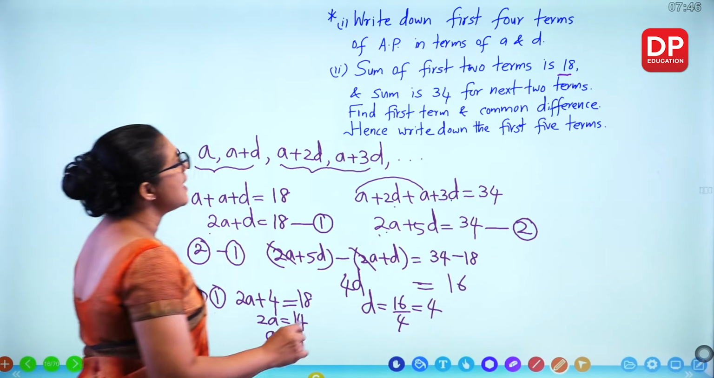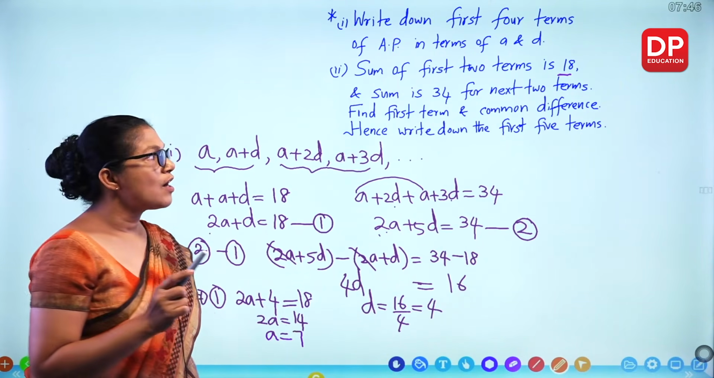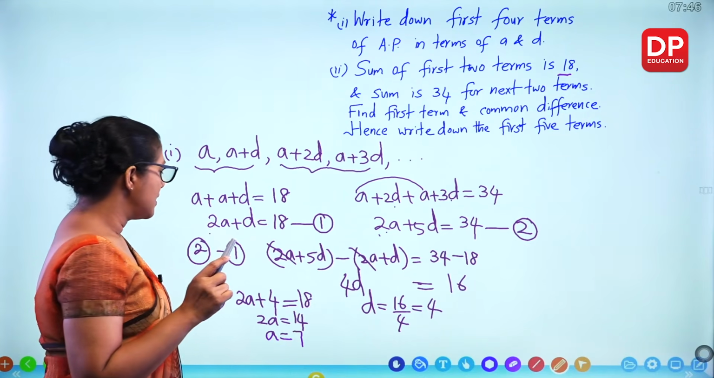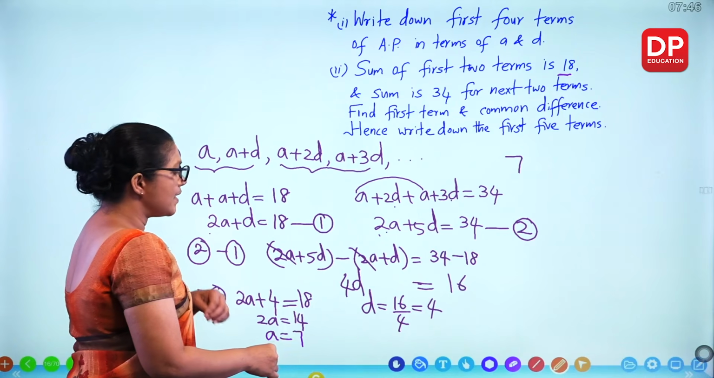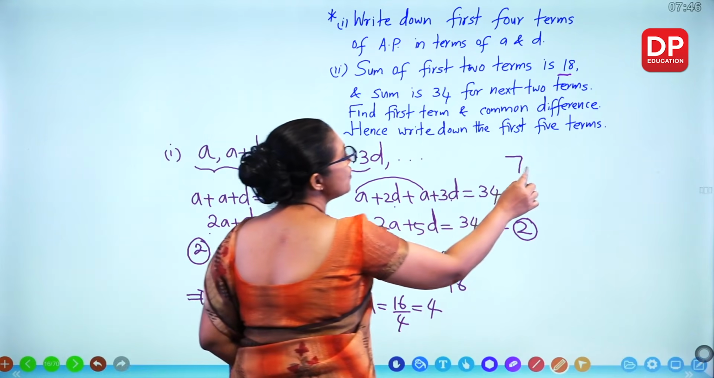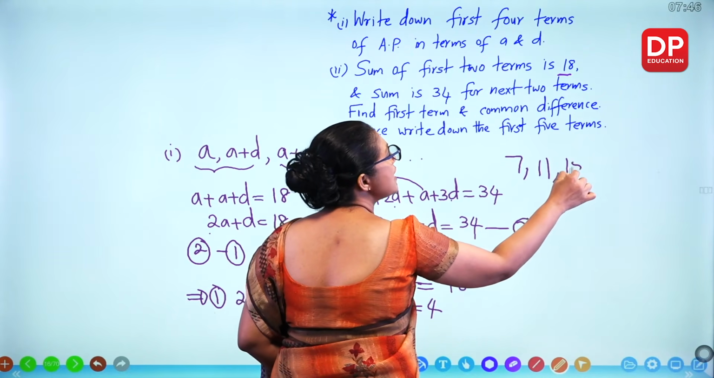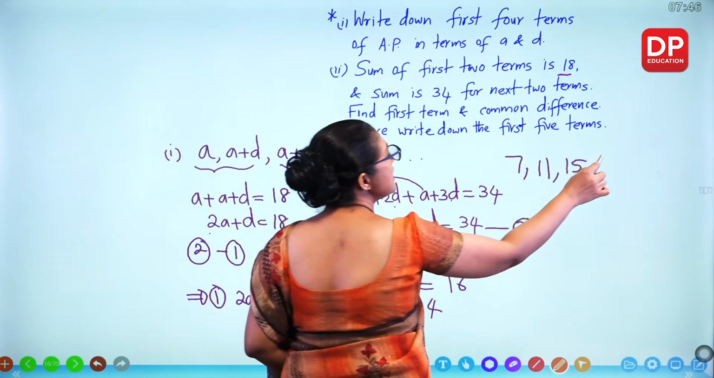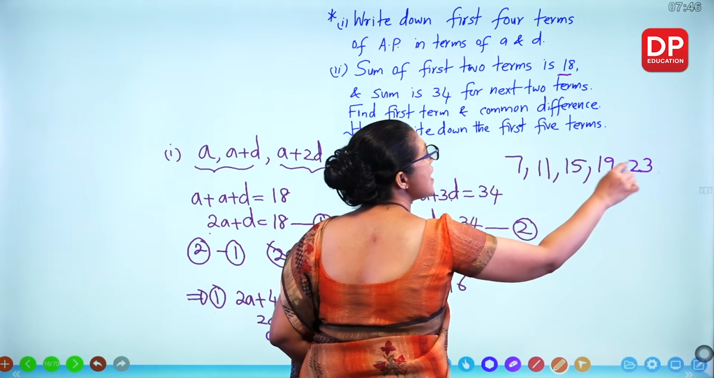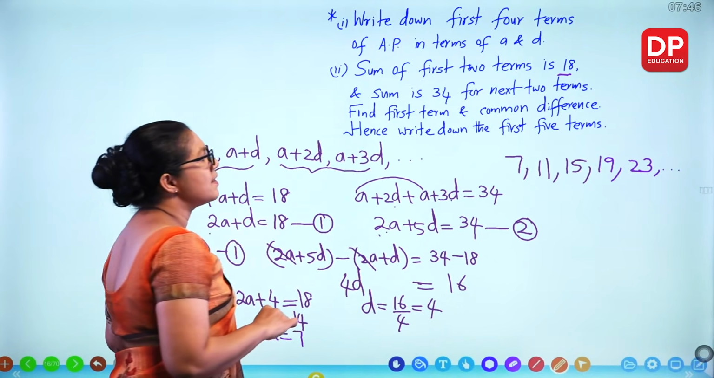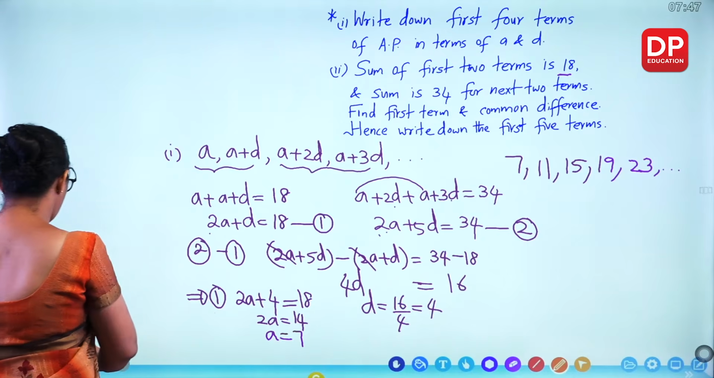So it says find the first term and the common difference and write down the first 5 terms. So what are the terms? Starting with 7, A is 7, D is 4. Add 4 to that. 7 plus 4, 11. 11 plus 4, 15. 15 plus 4, 19. 19 plus 4, 23. So these are the 5 terms in this arithmetic progression.